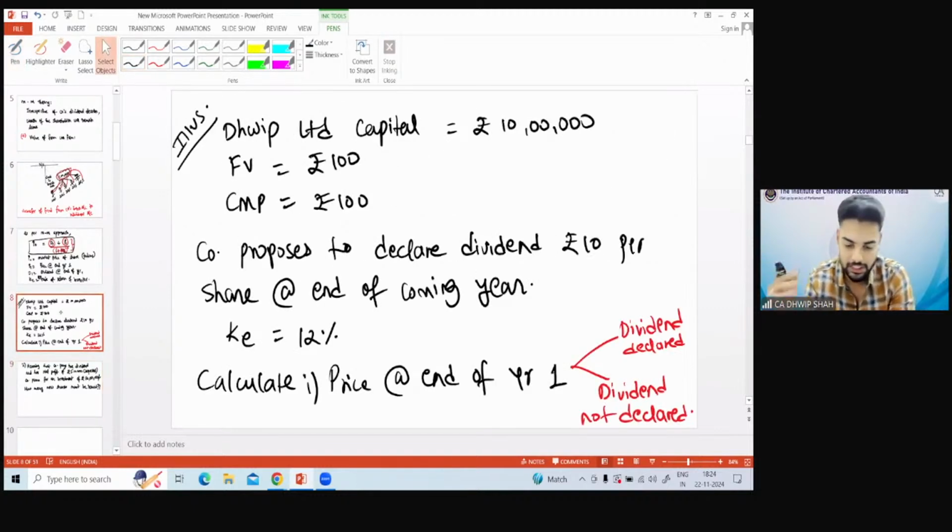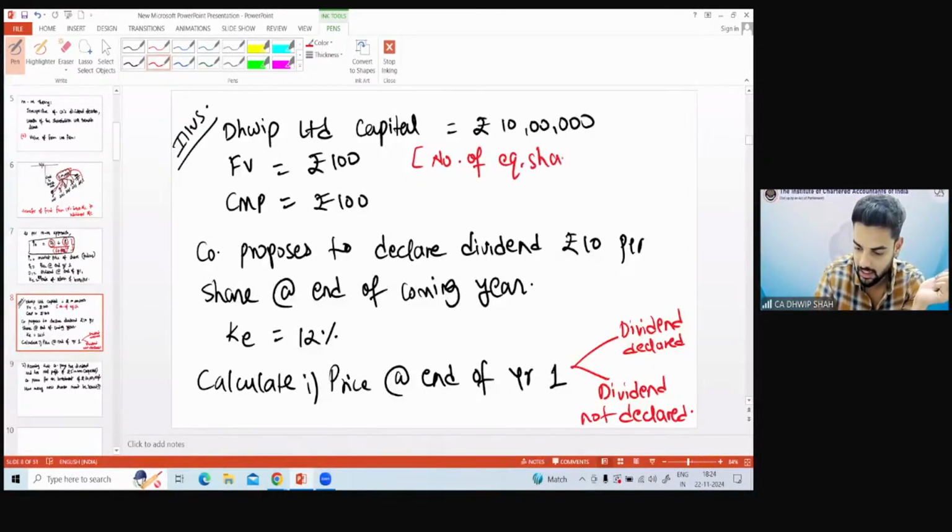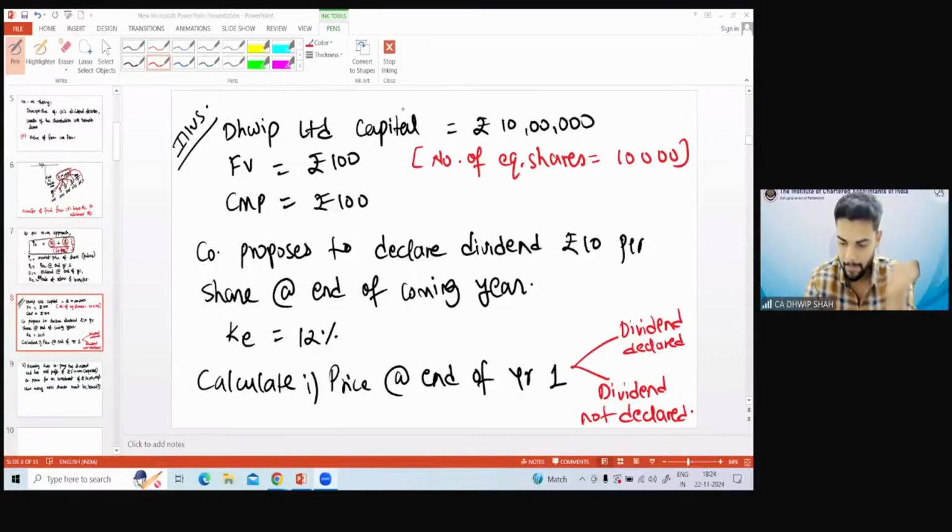Okay? So first is the data is given. My company has an equity share capital of 10 lakh. Face value is 100. So tell me, what is the number of shares in the company? What would be my number of equity shares? 10,000? Yes, 10K. Current market price: the shares of the company are trading at 100 only. Now the company proposes to declare a dividend of 10 per share at the end of coming year. KE is 12%. Calculate price at the end of year one using MM approach.